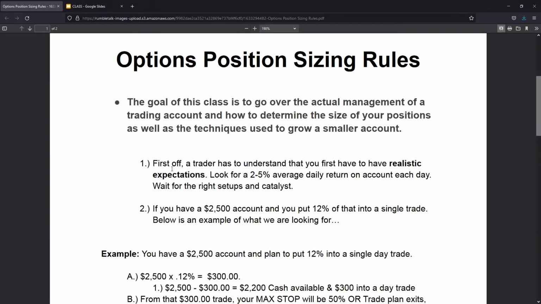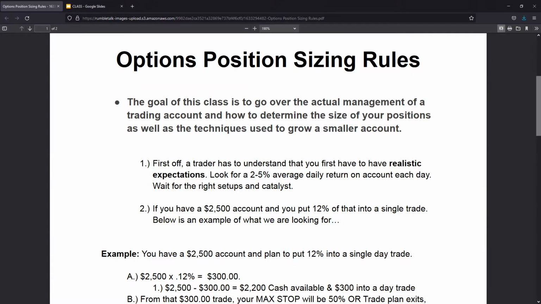All right, so first off, guys, as a trader, you have to understand that you first need to make realistic expectations. With options, your positions are much more leveraged than trading shares of stock. So we're able to look for about anywhere from a 2 to 5% average daily return on the account each day. Okay, and we could achieve this by waiting for the right setups, the trade plan entries, and that catalyst to help propel those trades higher or lower, depending on if we're getting those calls or puts.